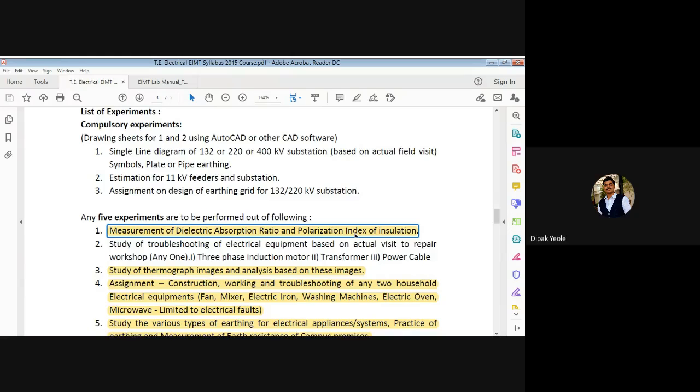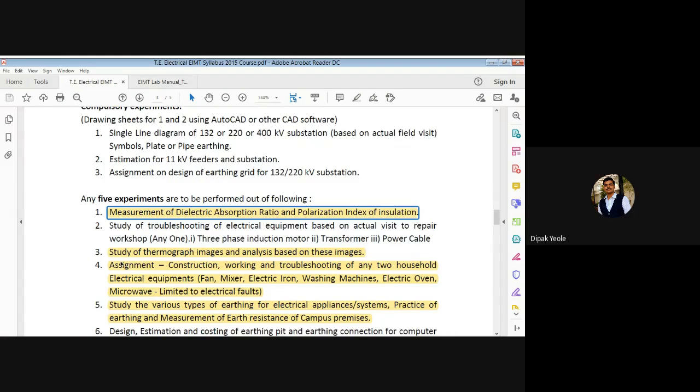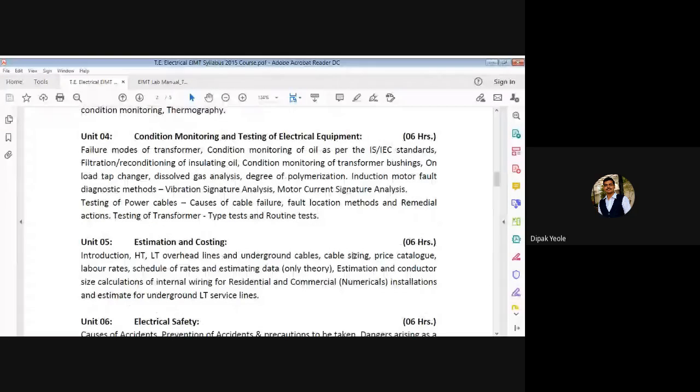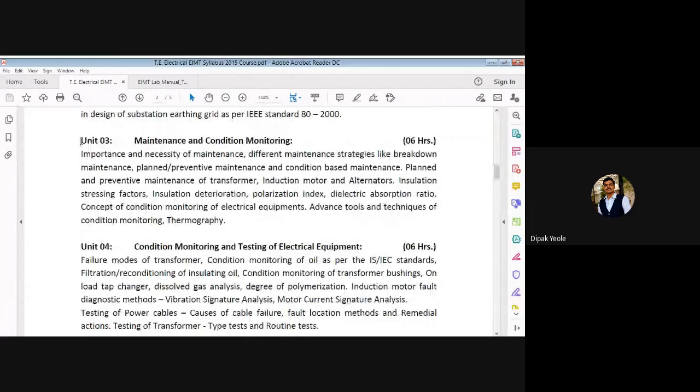So today we are interested in the sixth experiment, that is called the study of thermograph images and analysis based on these images. Let me show you the syllabus of this EIMT subject, and in unit number 3 we have discussed the concept of thermography. Based on this concept we are interested to know what thermography analysis is and why we are interested to study it.